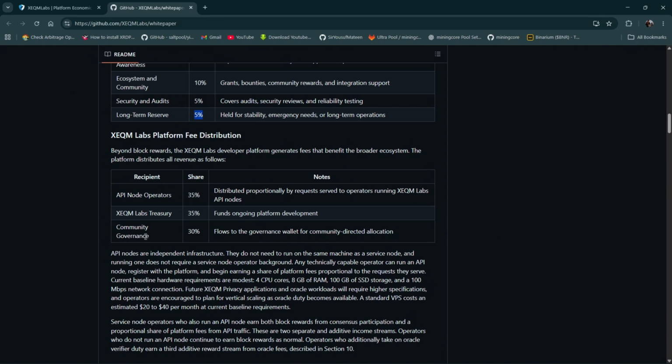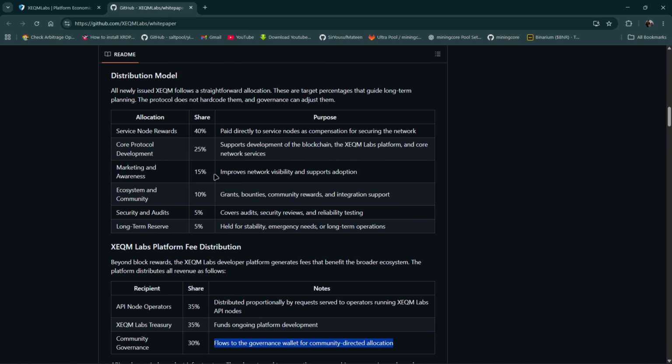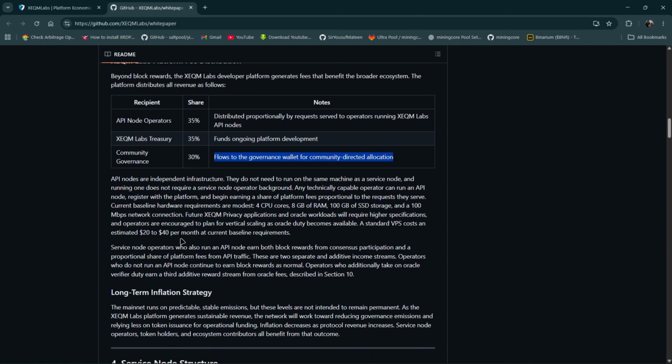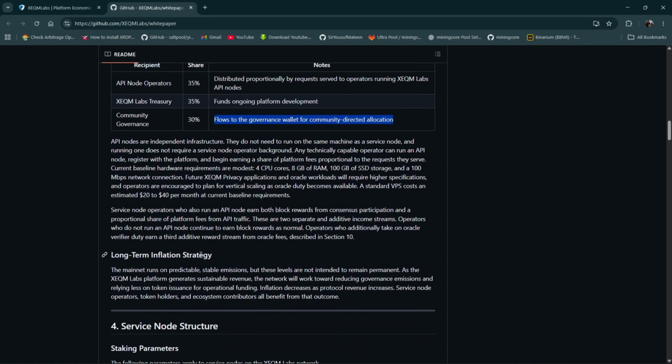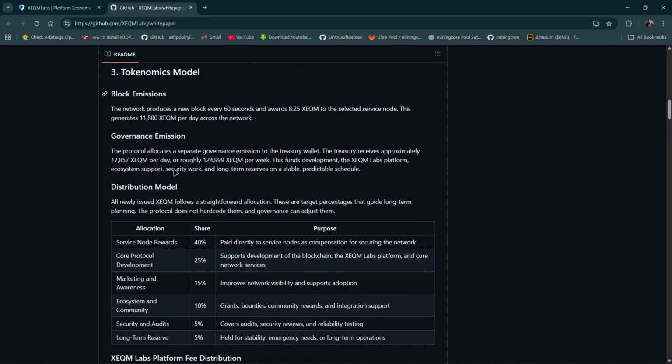Now community governance gets 30% of the fees, and I think the note for this is that it flows to the governance wallet for community-directed allocation. So this was basically the structure for platform fee distribution, not the block emissions. Okay, so I hope that this is now clear for anyone trying to get over with the tokenomics for the service node development.